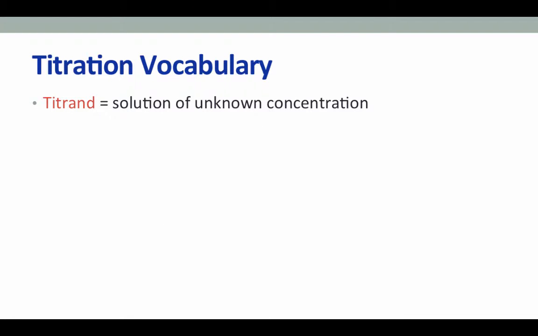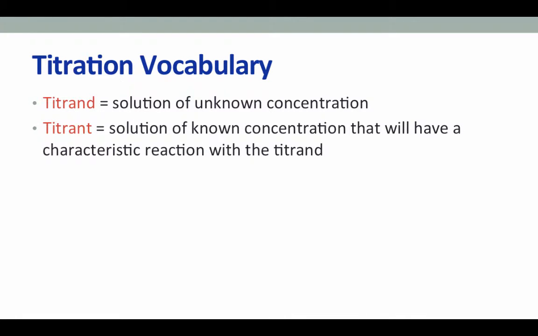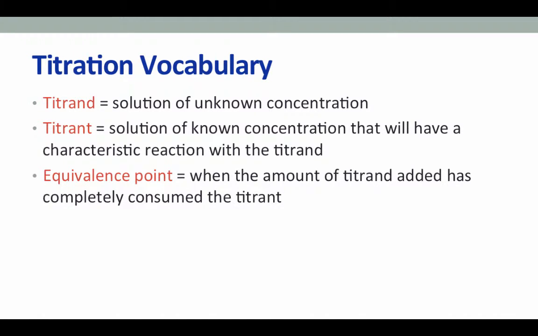There are a number of terms that are specific to titrations that you will need to become familiar with. First, the titrand is a solution of unknown concentration. The titrant is a solution of known concentration that we will use to react with our titrand to determine its concentration through a known reaction. The equivalence point is when the amount of titrant added completely consumes the titrand, and so it's when we reach the molar equivalency of the two reactants.